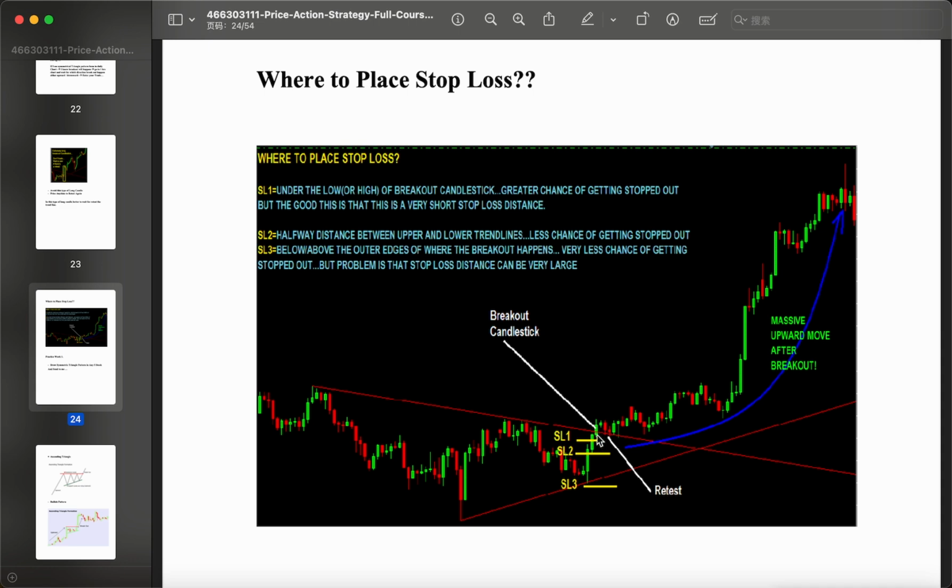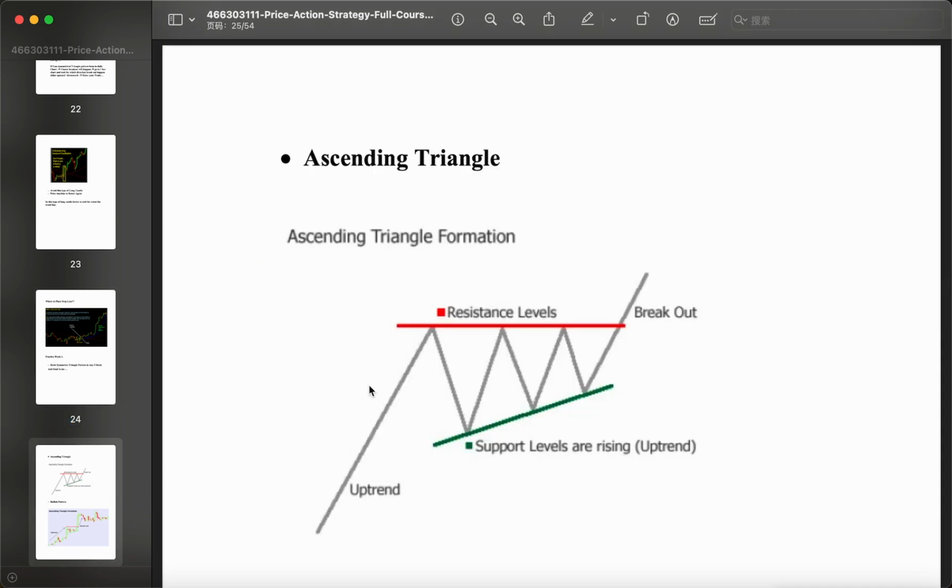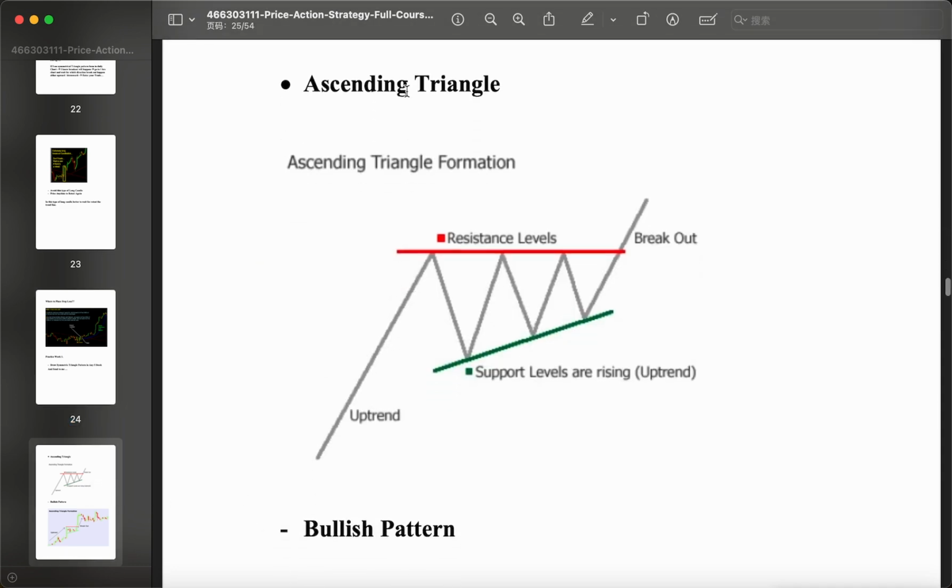You see a straight line breaking the upper trend line like here. So we're also seeing this turn to be a resistance level. And then after the breakout, we're seeing the market having a massive upward movement. So this is the ascending triangle and its formation.